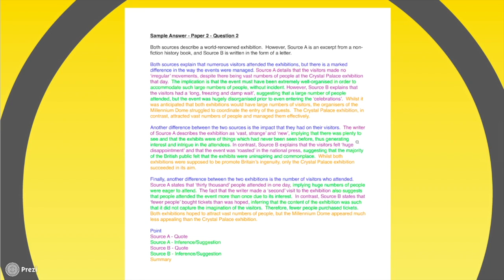The key to getting the top marks on this question is to really consider your inference and then making sure that you have a summary section at the end of your paragraphs which explicitly states what the differences are between the sources, okay? Because remember, that is the question that you are being asked.